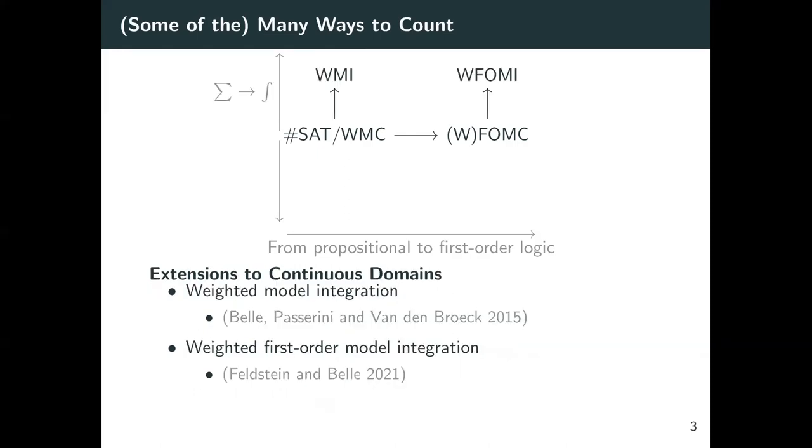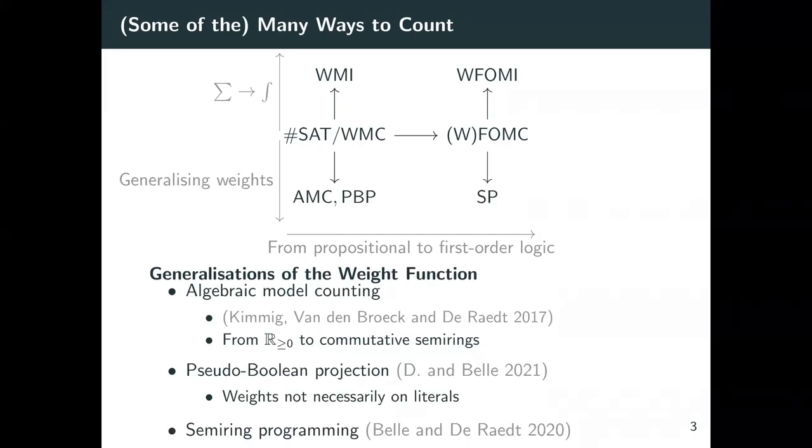Another major extension is that to continuous variables, supplementing summation with integration. In the propositional setting, this is known as weighted model integration. In the case of first-order logic, weighted first-order model integration has recently been proposed as well. And the final extension is that to more general notions of weights. With algebraic model counting, non-negative real numbers have been replaced with an arbitrary commutative semiring.